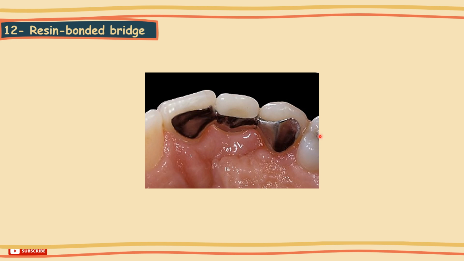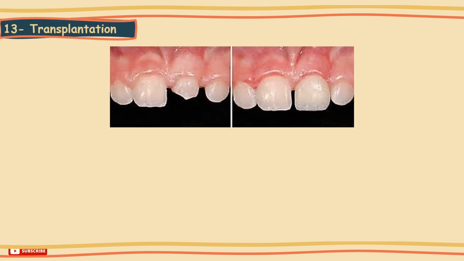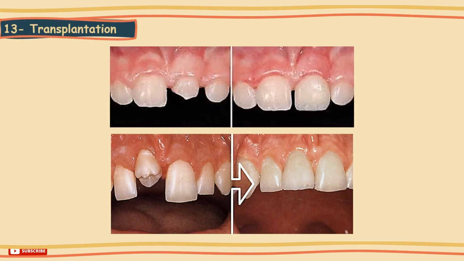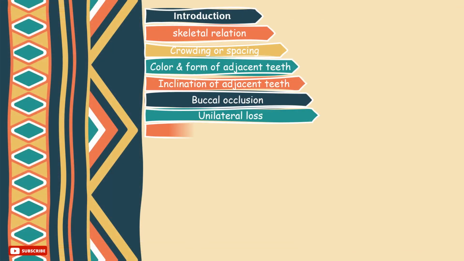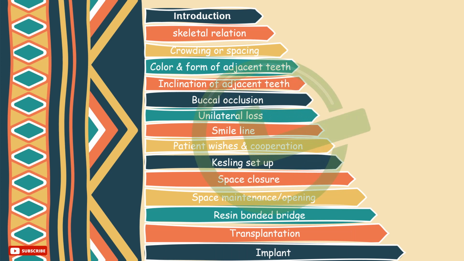Number 12. Resin-bonded bridges to replace the missing tooth. Number 13. Transplantation. Last but not least, number 14. Implant placement. Implant, when growth is complete, is the favorable option to replace missing teeth. And here we have a brief look over all the points.